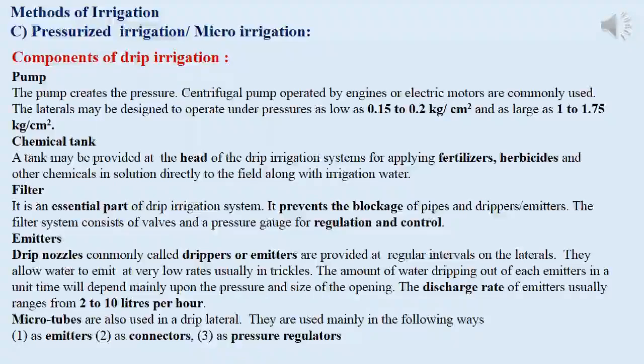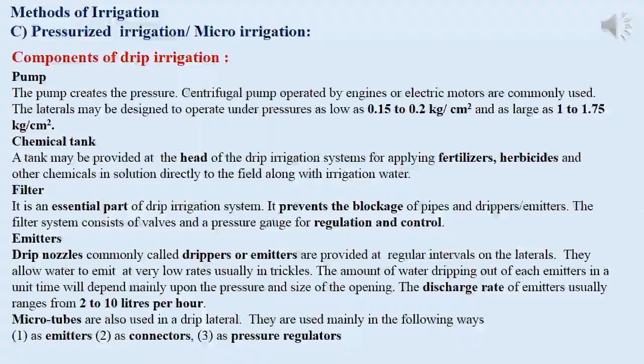Second one is chemical tank. A tank may be provided at the head of drip irrigation systems for applying fertilizers, herbicides and other chemicals in solution directly to the field along with irrigation water. Next part is filter. It is an essential part of drip irrigation system because it prevents the blockage of pipes and drippers or emitters. The filter system consists of valves and a pressure gauge for regulation and control.